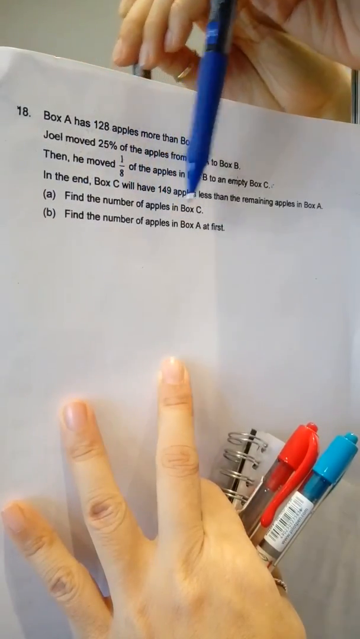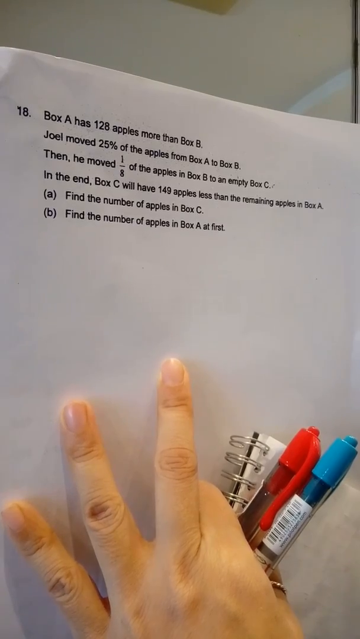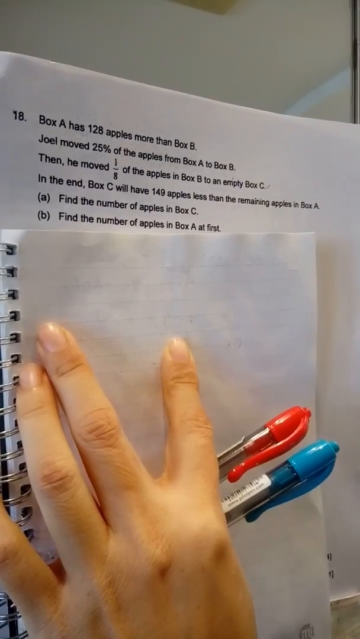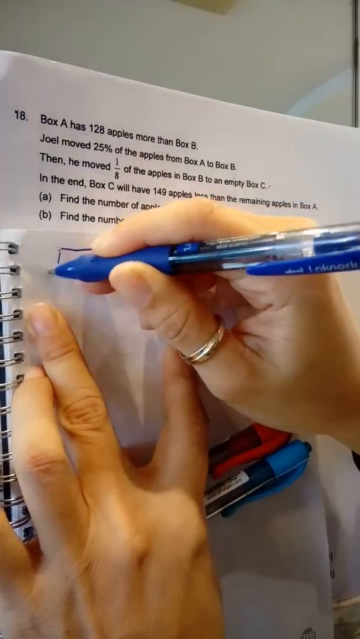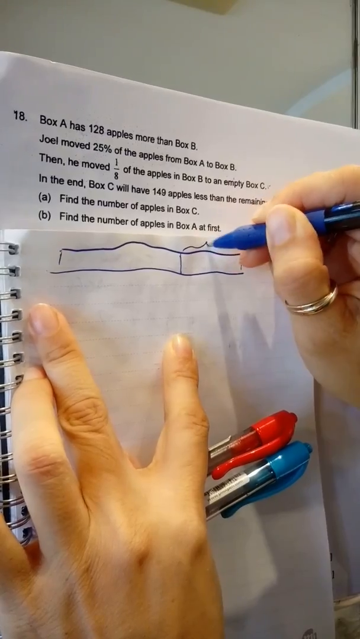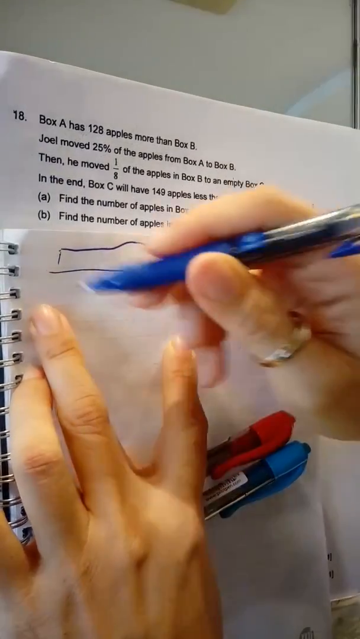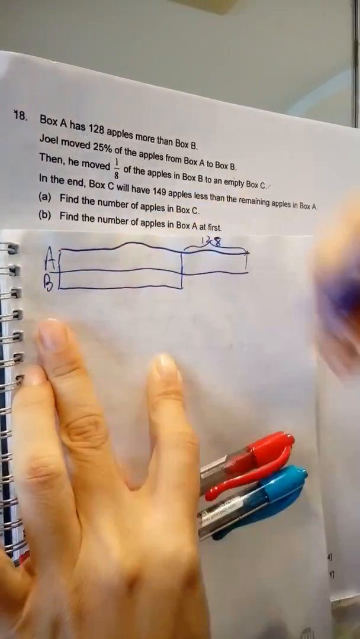Find the number of apples in box C. You can pause if you want to copy the question now. Ready? Let's start. Box A. I'm going to draw box A. Sorry, without ruler. I have 128 more than box B.